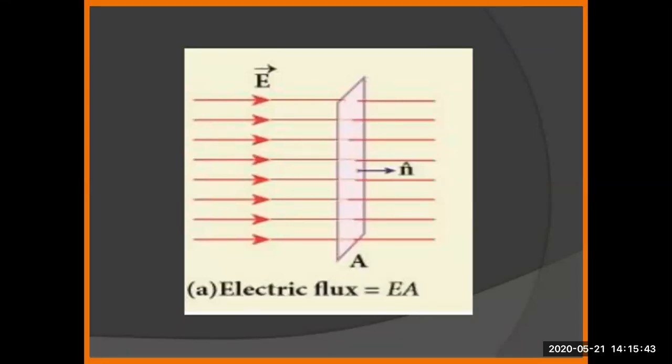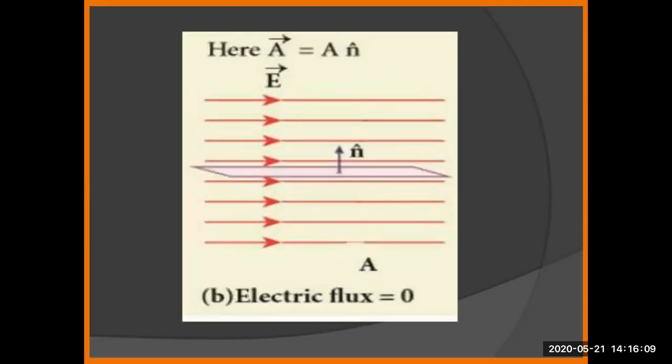If this is perpendicular, all the lines will pass through it, and the angle is 0, not tilted to any angle. So the electric flux is maximum. The electric flux is EA, where E is the intensity, the value of the electric field, and A is the perpendicular area. So the electric flux is EA.